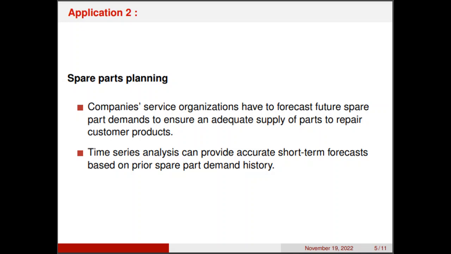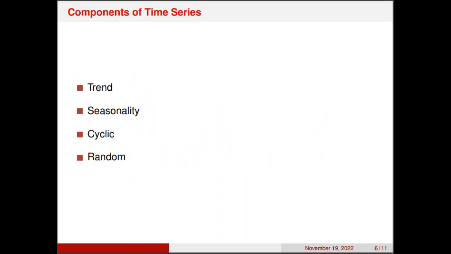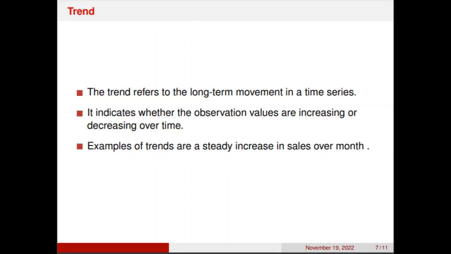After the applications, next we go with the components of time series. The time series has mainly four components as listed here: trend, seasonality, cyclic, and random. The first is the trend. The trend refers to the long-term movement in the time series, which indicates whether the observation values are increasing or decreasing over time. For example, a steady increase in sales over the months.